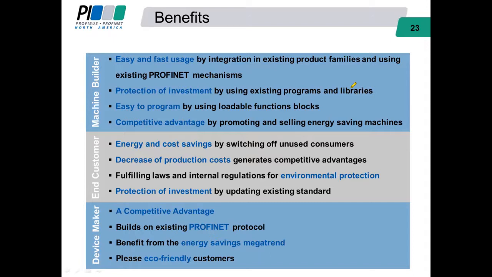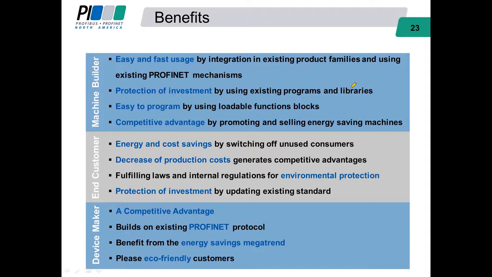There are many benefits to using PROFIenergy, and some of them are probably obvious to you just because of the savings that you see. If you're a machine builder, you're going to find yourself in a very good competitive condition by being able to promote and sell energy-saving machines. You'll find that it's easy to implement this program because typically all you have to do is, in the controller, use one of the function blocks that is either downloadable or part of the controller's repertoire of controls. And this is an easy thing to do. It's not like writing custom software as you would have to do doing this the old way.